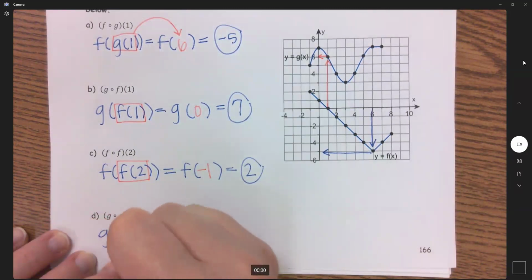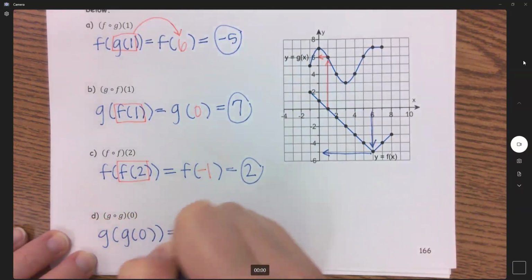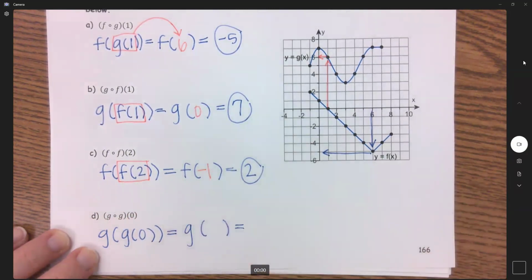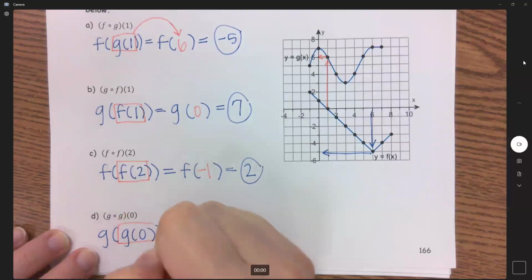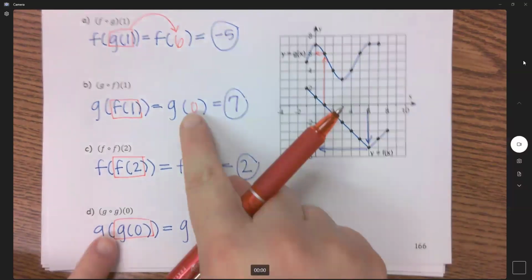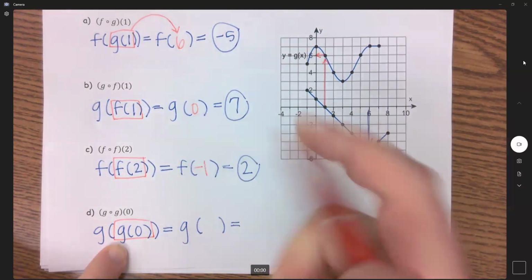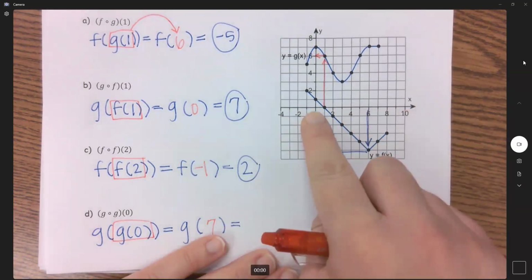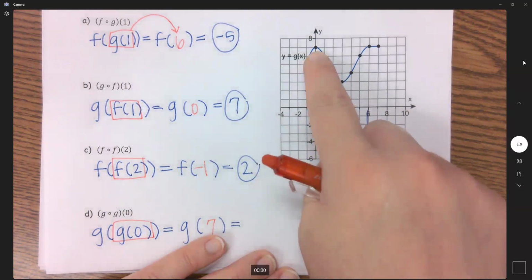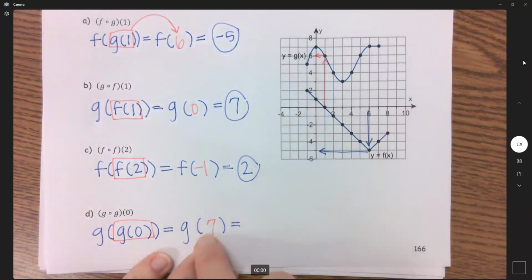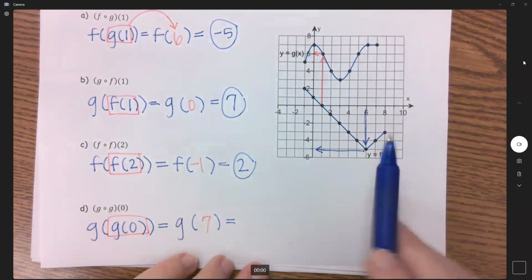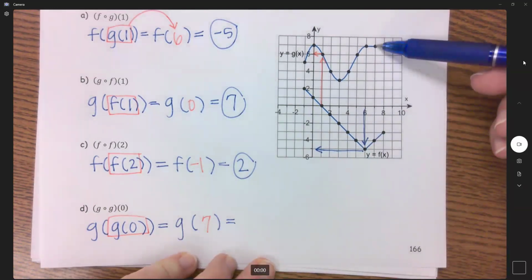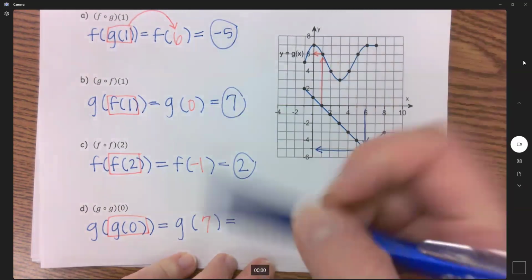And then last one, g of g of 0. So what is g of 0? Well, we've already done g of 0 before. That's 7. But to show, we go along that x to 0, go up to meet that graph, and that y value is at 7. So now I need g of 7. So here's my 7. Go up to meet that graph, and what's that y value? It's again 7.